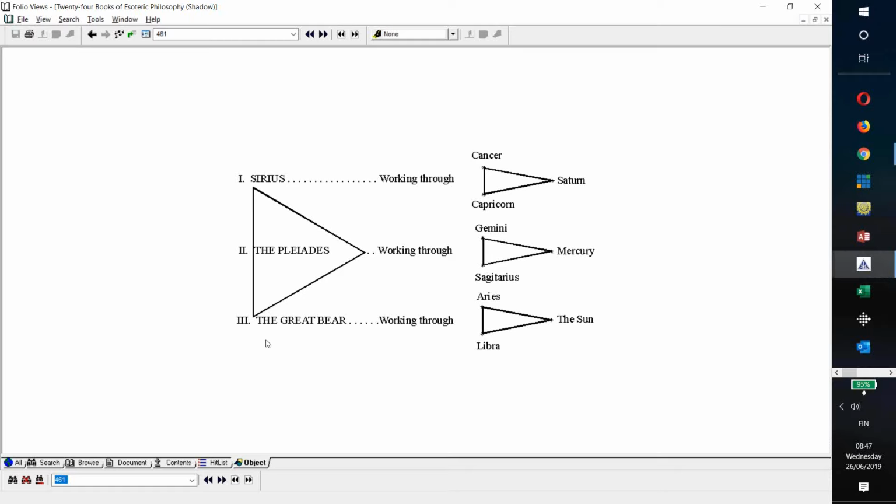Sirius is working through Cancer and Capricorn, and Saturn. Frankly, there's a progression here, okay? Sirius works through Cancer, Capricorn, and Saturn is the distributing planet. The Pleiades, I don't know how many of them, maybe it is just the 7, and maybe there's almost 1,000 there, are working through Gemini and Sagittarius, and their planet of distribution is Mercury, and then the Great Bear is working through Aries and Libra. Now, the sun is there, but it's going to be the sun veiling something.